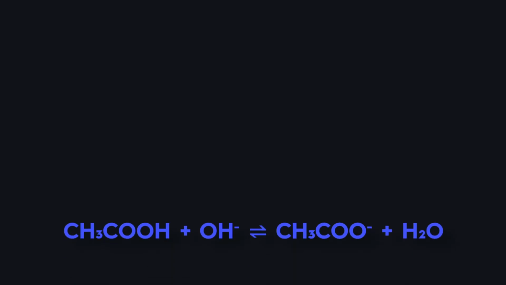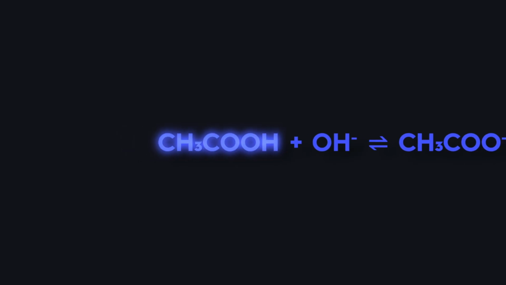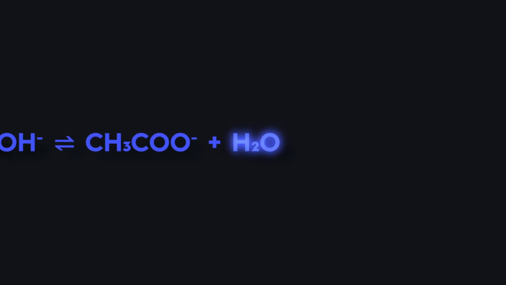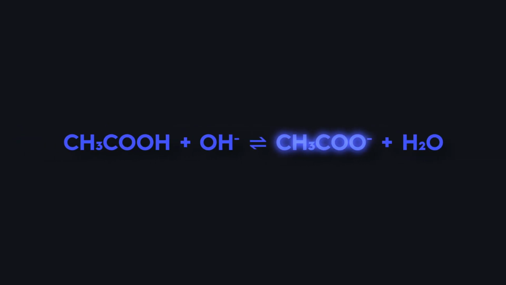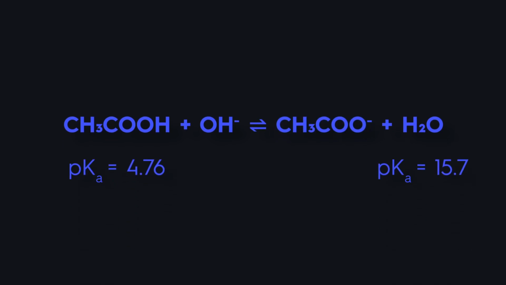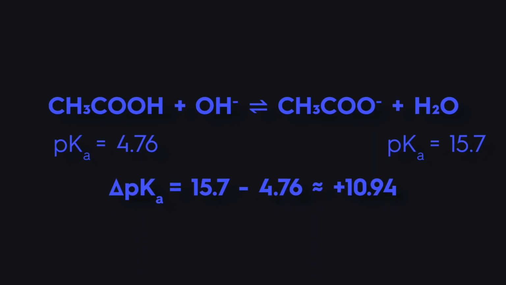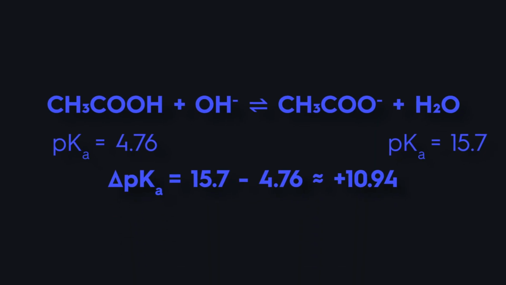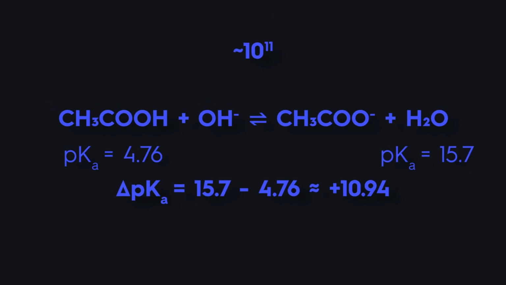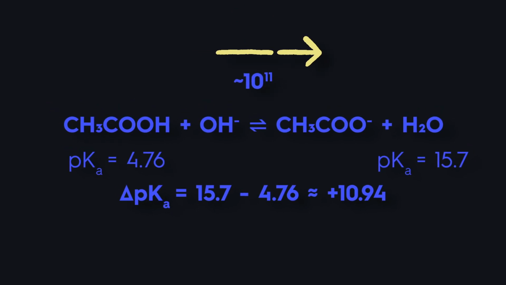Now, let's take acetate formation. Acetic acid is more acidic than water because its conjugate base, the acetate ion, is resonance stabilized. When we compare acetic acid with water, the acid on the product side, ΔpKa, comes out to about positive 10.94. That means the products dominate by around 10 to the 11th. In water, this reaction goes essentially to completion.